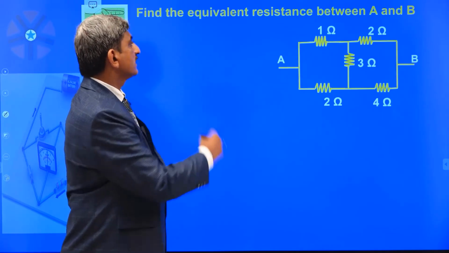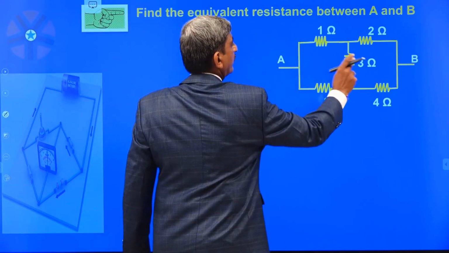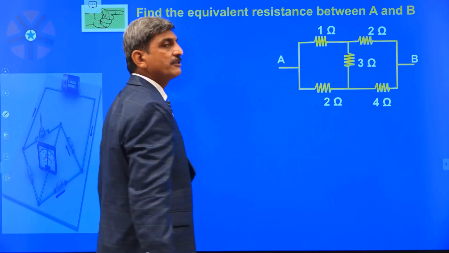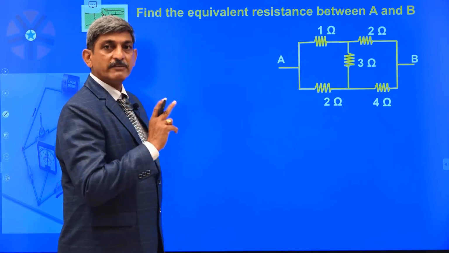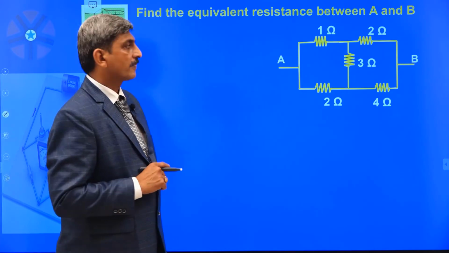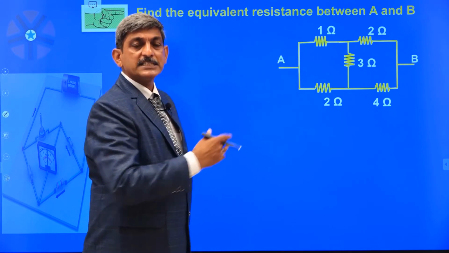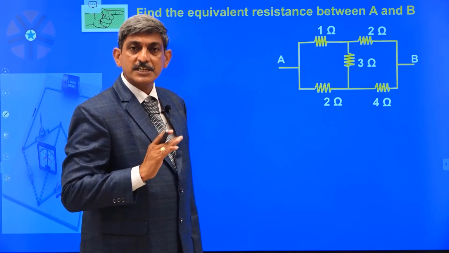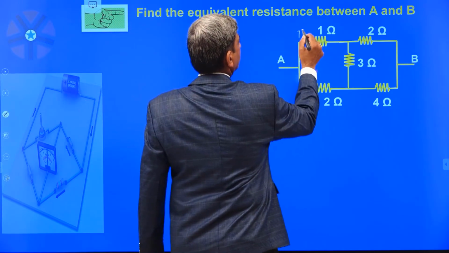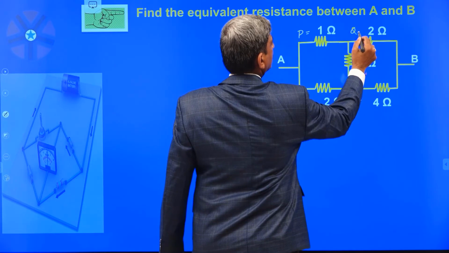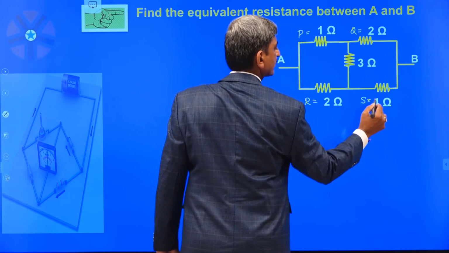Now, let us see the electrical network which contains 1, 2, 3, 4, 5 resistors connected between the points A, B. See the problem. Find the equivalent resistance between A and B. Let us see the 5 resistors. Are the 5 resistors satisfying the balancing condition of the Wheatstone bridge? Let it be P, let it be Q, let it be R, and let it be S.